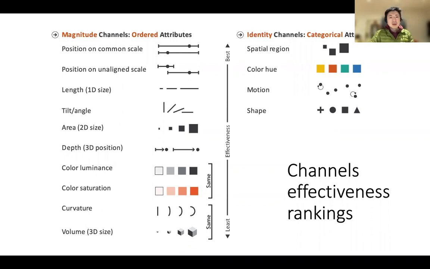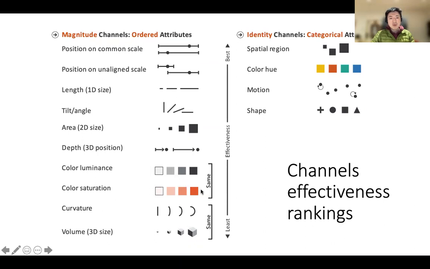Okay, and then after that, the 1D length is the third most effective one, and then it's tilt, size, depth, which is a 3D position, so that's how far away the point is from you in 3D. And then you have luminance and the saturation of the color. So luminance is like a gray scale, how dark or how gray the shade is. So it's almost like a black and white photo.